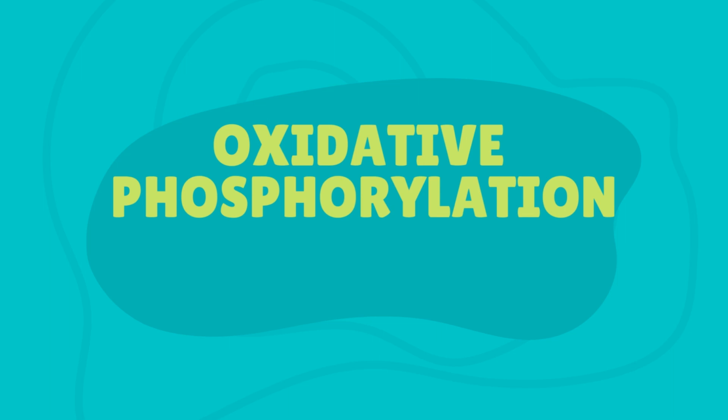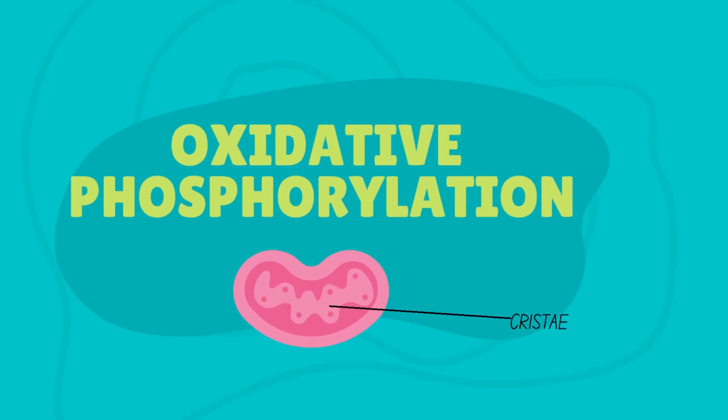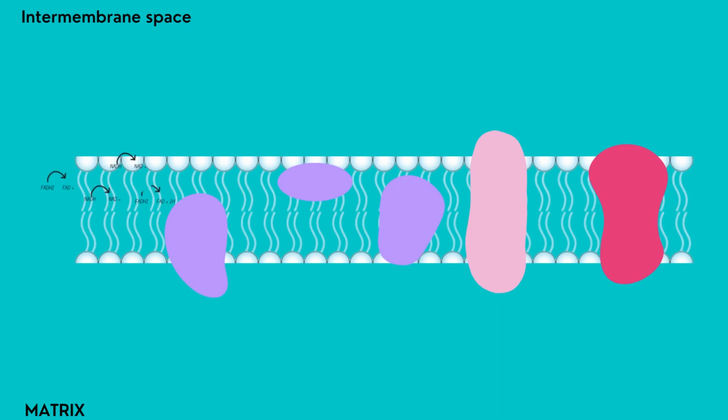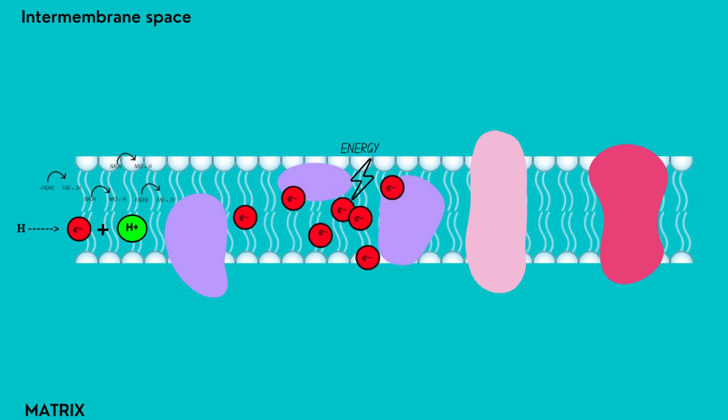Oxidative phosphorylation. This step occurs at the cristae of the mitochondria. Hydrogen is donated by reduced NAD and reduced FAD at the electron transport chain. The hydrogen atom splits into a proton and electron. The electrons pass along the electron carriers, releasing energy.